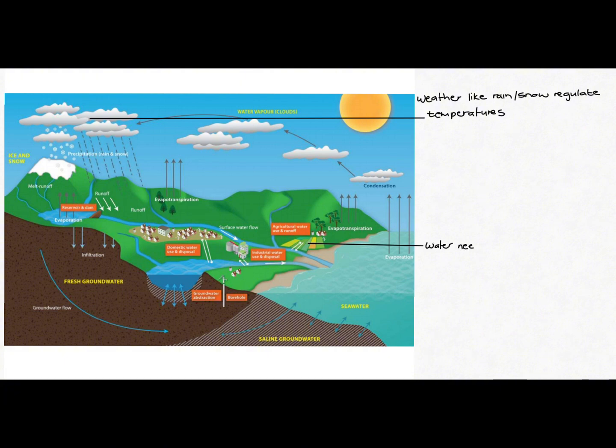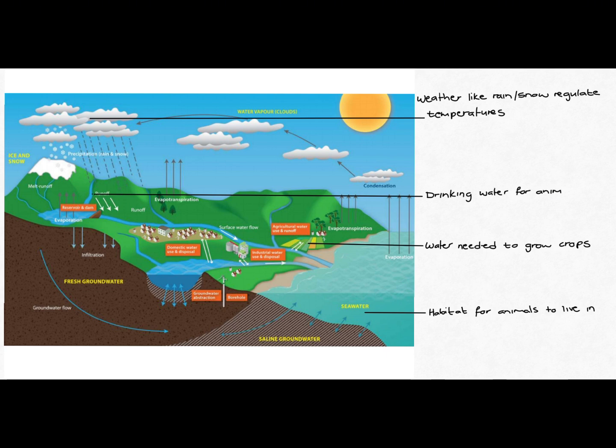Then we have water that's needed to grow crops and feed our increasing population. This includes also water needed for plants to grow and photosynthesize. Water is also a habitat for animals to live in, either as freshwater or as saltwater animals. Then we also have water needed for drinking, either for us as humans or for animals in the environment. Then we also have water in industrial processes where it can be used as a solvent.